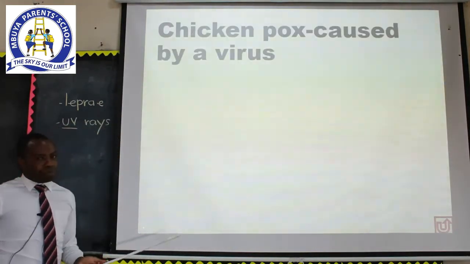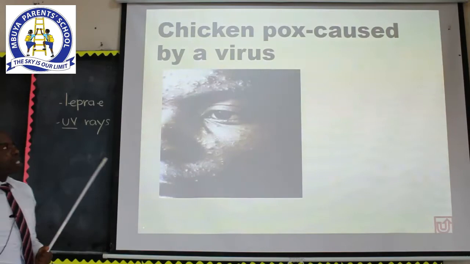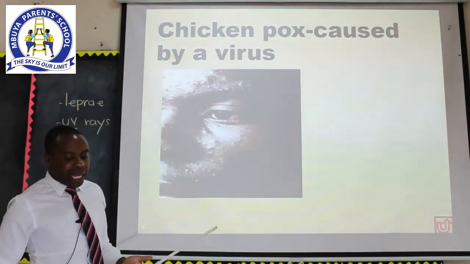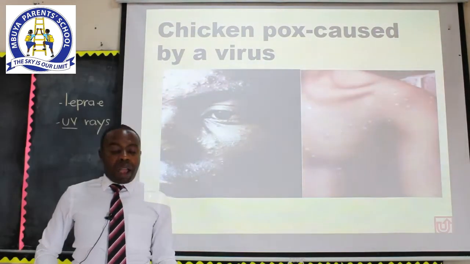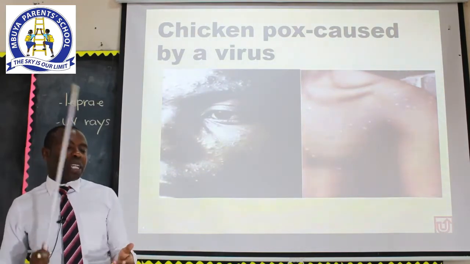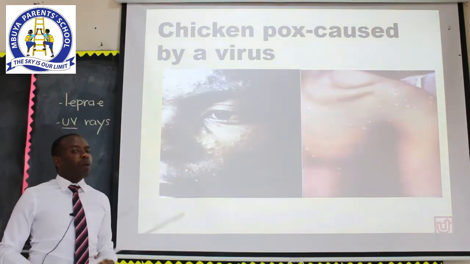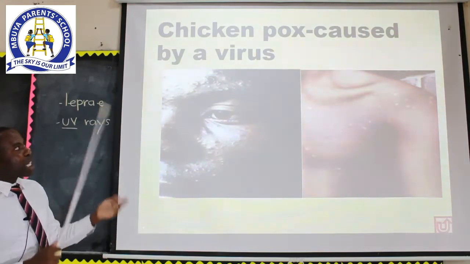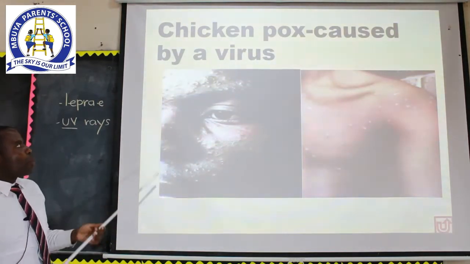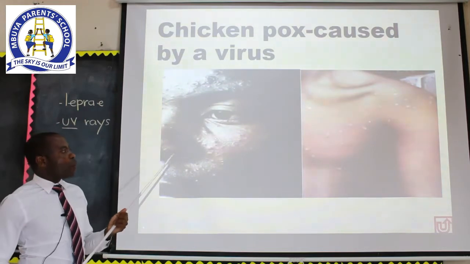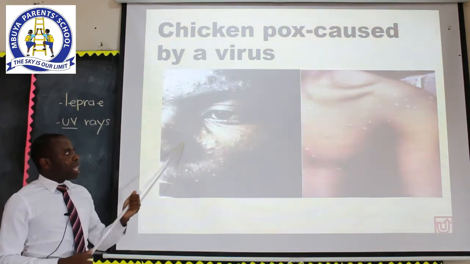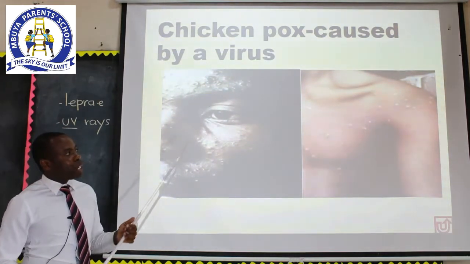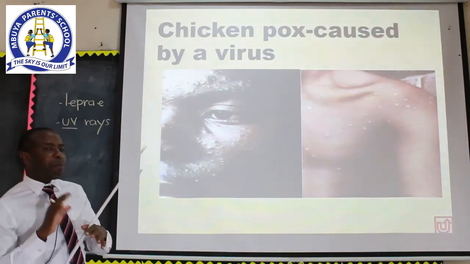Another disease we are having is chickenpox. Chickenpox is also a viral disease. It is immunizable, and therefore we can prevent chickenpox by using what you call chickenpox vaccine, or you go for immunization. When you check here, when you get chickenpox, you get blisters with pus.